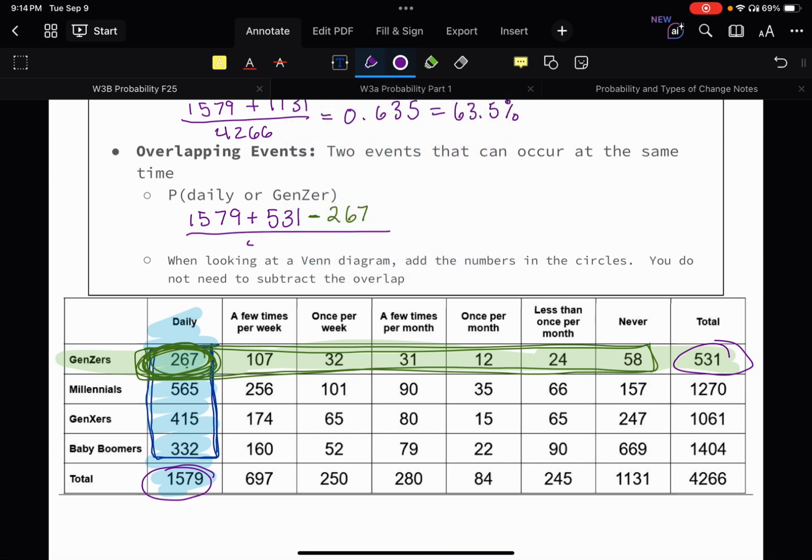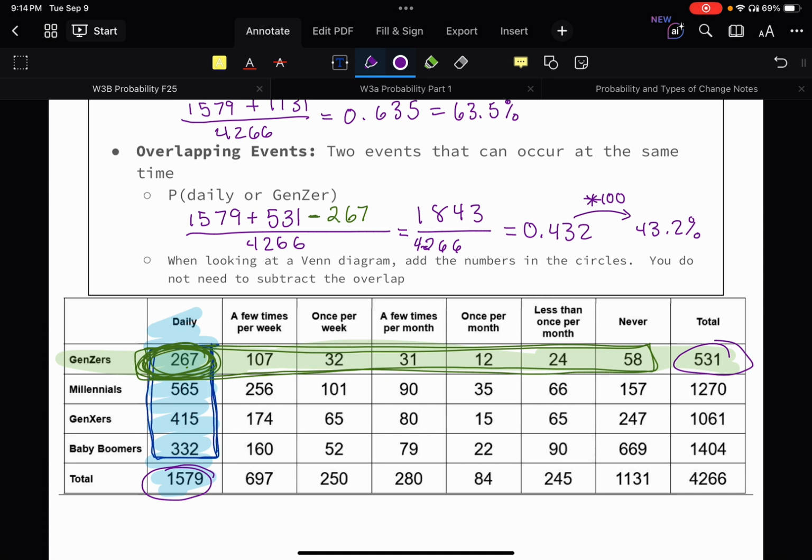Still all over that total 4,266. And so 1,579 plus 531 minus 267 gets us 1,843. As a decimal, and then when I multiply that by 100, I get a 43.2% chance of it occurring.